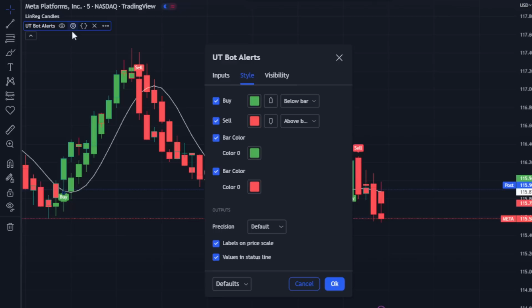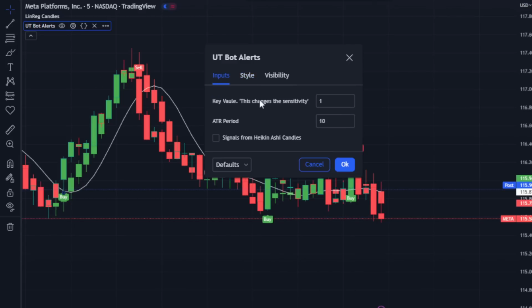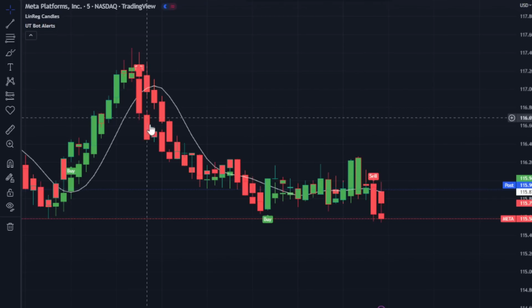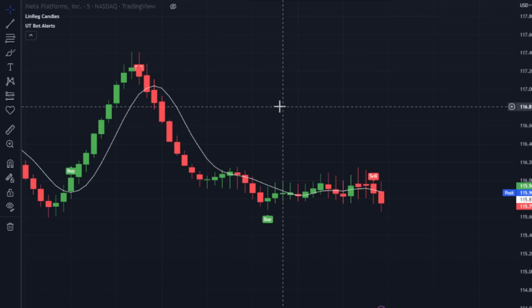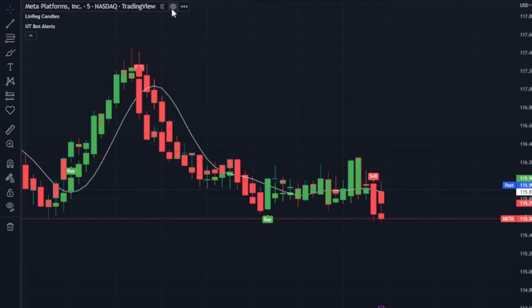Now we modify the UT bot alerts. We go to its configuration and we are going to modify the key value from 1 to 2. And the ATR period from 10 to 1. Finally, we are going to hide the candlestick chart so as not to get dizzy with the linear regression candle.